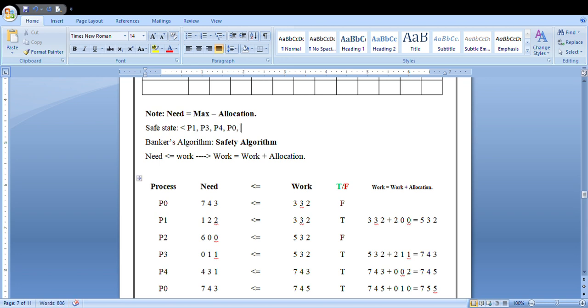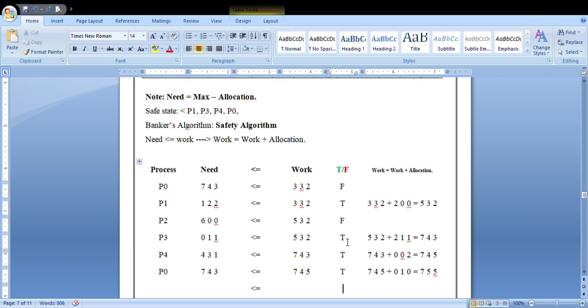Now, the next process where the condition becomes false is your P2 process. So now you need to calculate again for P2 process. What is the need value? It remains the same, 600. What is your work available value? 755. Now check whether the condition is true or false. 600 is lesser than or equal to 755. The condition is true. Now you need to calculate the new available value.